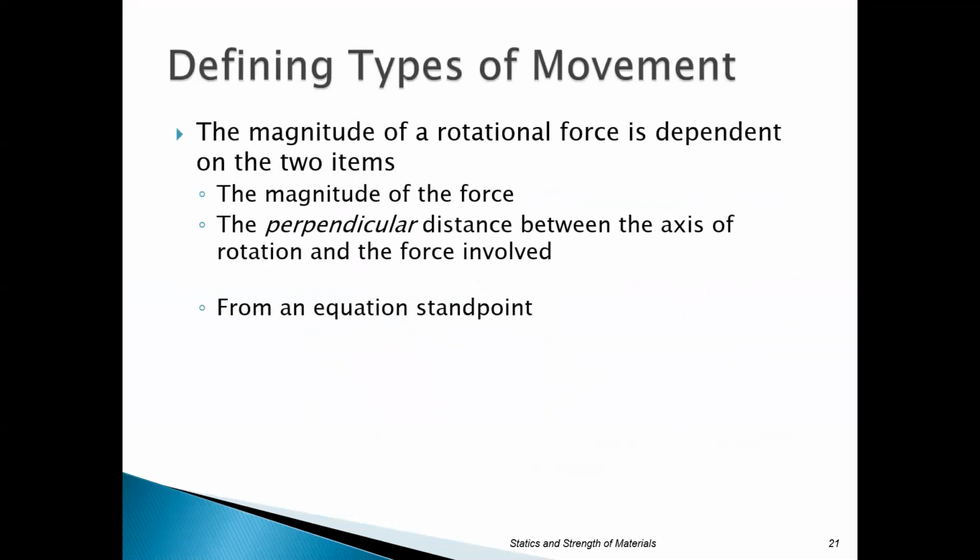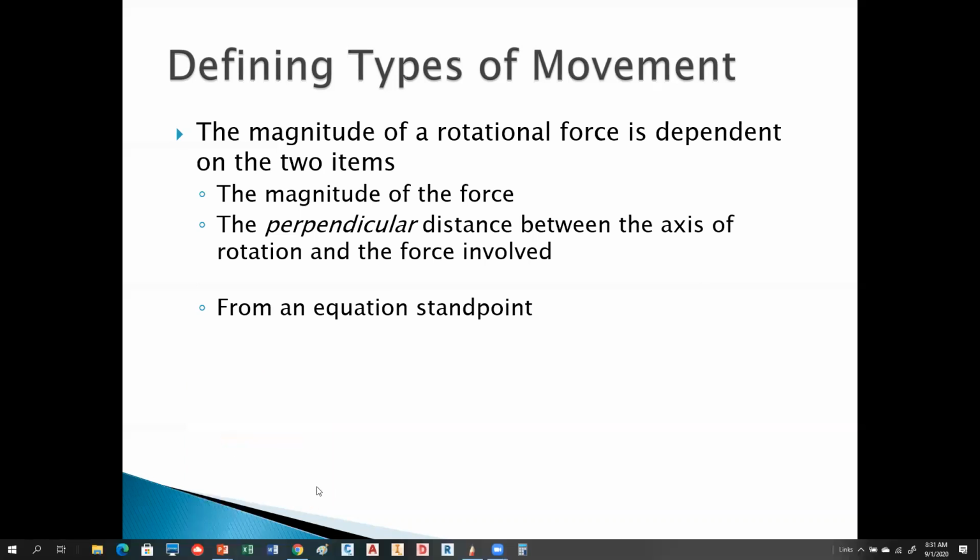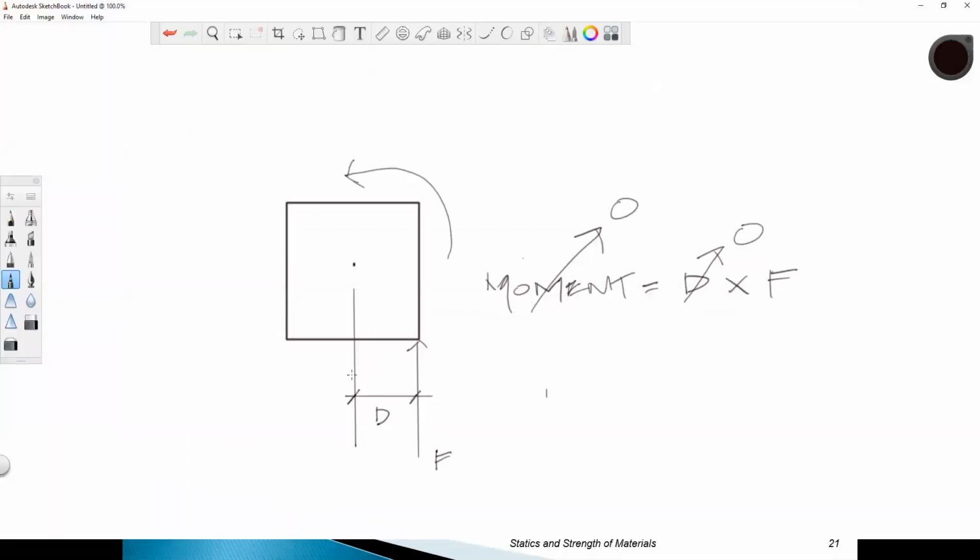The magnitude of the rotational force, as we just said, is very dependent on two items: the magnitude of the force and that perpendicular distance. I forgot to mention that the distance is perpendicular to the direction, or the line of action. Let me go back here real quick. So this distance is perpendicular to that right there. You're always talking about that perpendicular distance to your line of action. That can be the tough part sometimes, and I'm going to show you some examples of how we have to solve that.